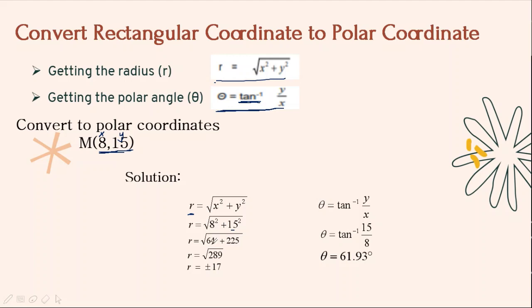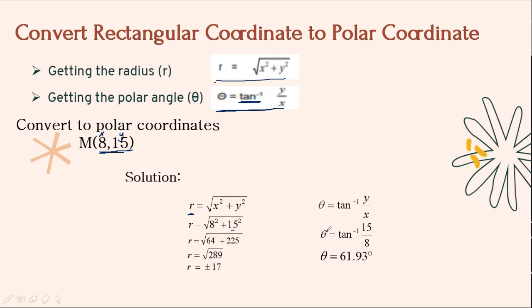8 squared is 64. 15 squared is 225. Then after that, add 64 plus 225. That is 289. If you don't know the square root of 289, again, you can use your scientific calculator for that. Okay? So our radius is positive 17. So that's our radius. Next is the angle measure, or the angle theta, or the polar angle.